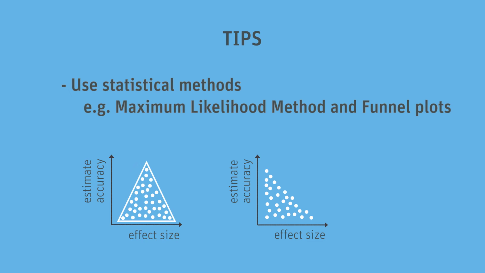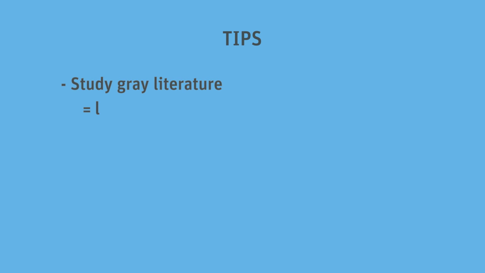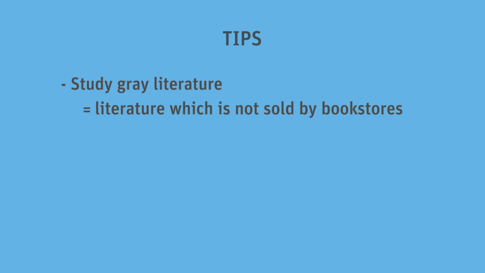A symmetrically shaped funnel indicates there is no publication bias. Asymmetric funnel plots, however, suggest publication bias. To avoid publication bias, Julia should also study gray literature, in other words, literature which is not sold by bookstores.